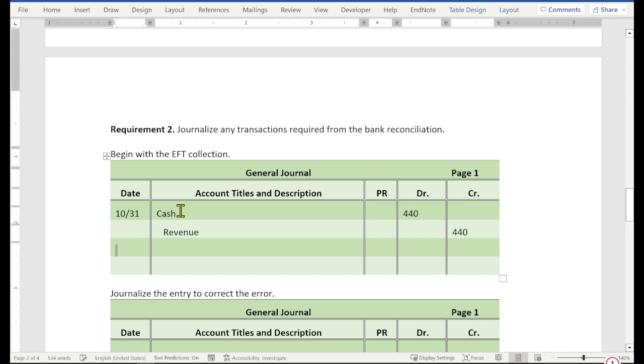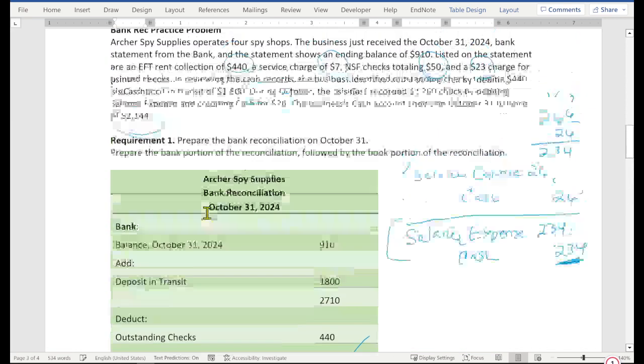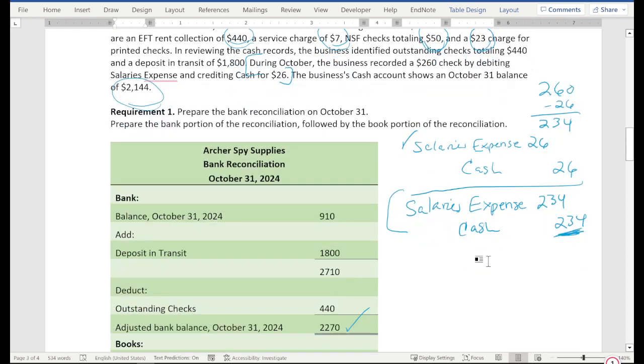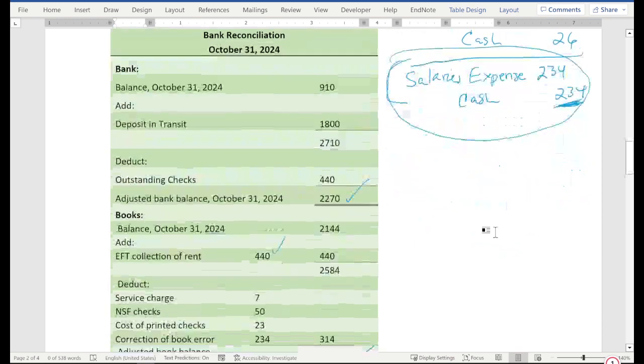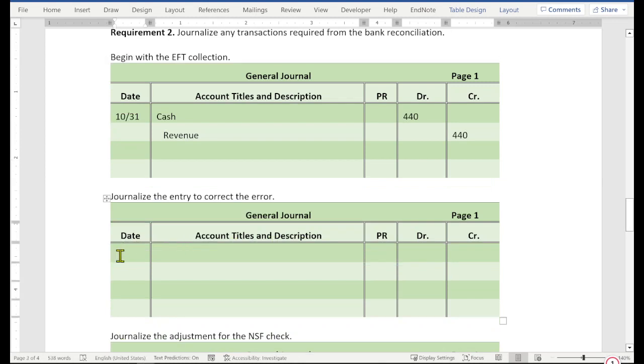There you go. The next one was to correct the error. Hey, we did that one already. So rewind the video and we see that we needed to add an additional expense of $234 and take out an additional amount of cash of $234. So that's my correcting journal entry. So let's just copy that over. We already did that.